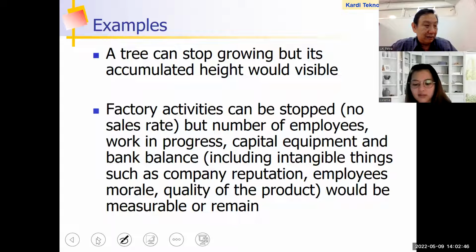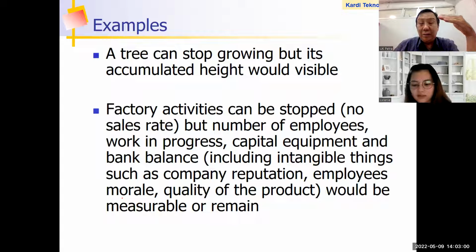So, again, no activity, right? It means the level is still there, but no rate.